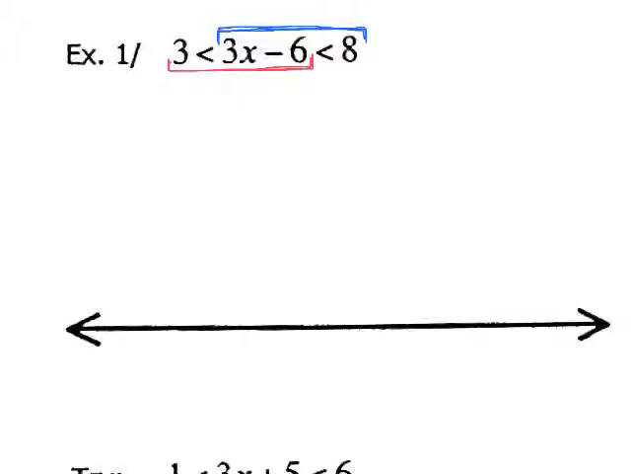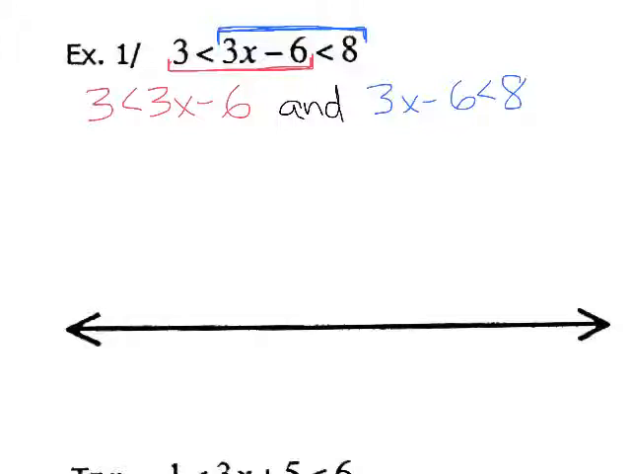And now let's write it with and in the middle. So I have 3 is less than 3x minus 6. What kind of problem is this again? And 3x minus 6 is less than 8. Right? That entire 3x minus 6 part goes with both inequalities. Everybody see what I did there? Okay. Now that I break it apart, can you solve these 2 inequalities separately? Sure. So let's go ahead and do that.